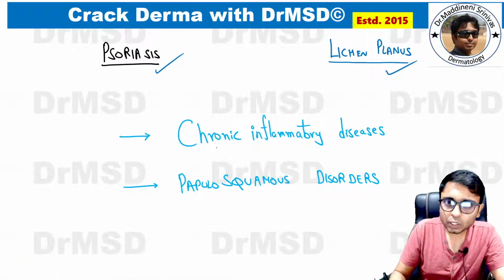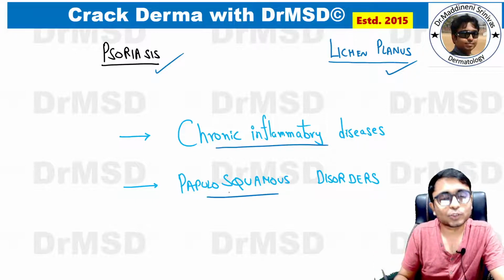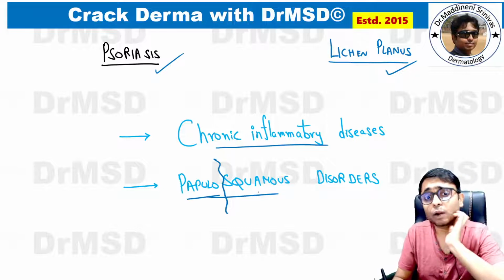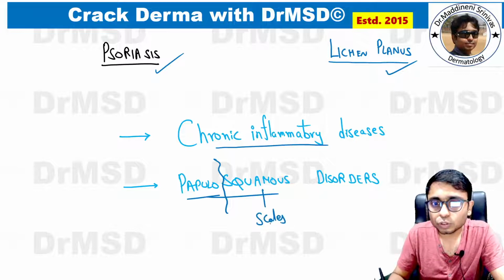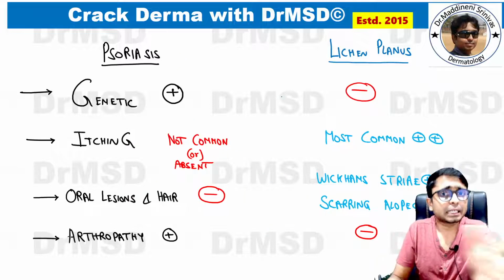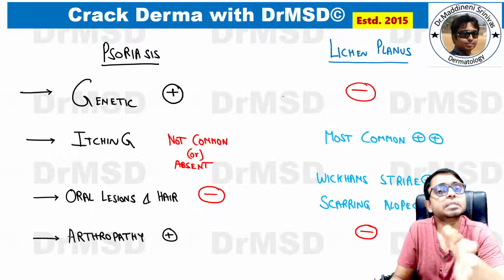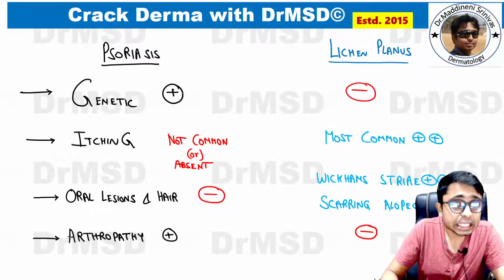So both of these are chronic inflammatory diseases of the skin. Both of these are of course papulosquamous disorders. Papulosquamous: there will be papular lesions, and also there can be plaques, and yes, there is scaling. So both of them put together we call papulosquamous disorders. And there are many differences between these two conditions. So as you can see, in psoriasis there is a genetic association.